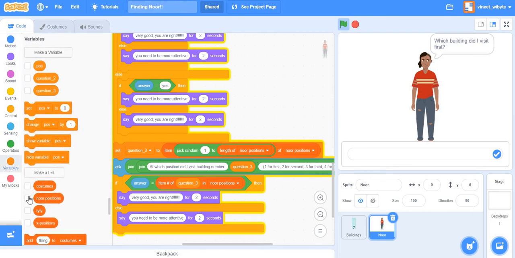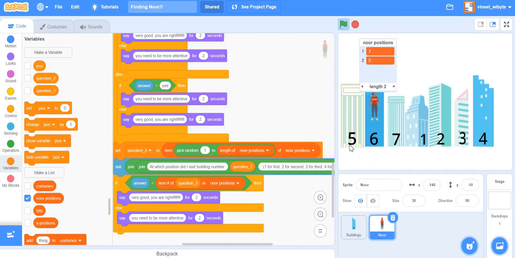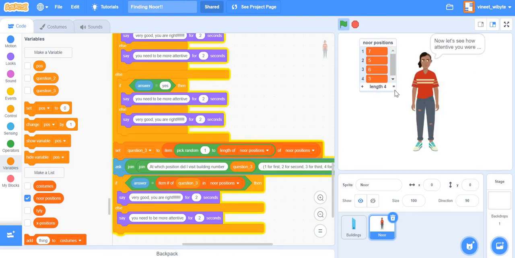It will become clearer. So here Noor positions contains, let's say we just do this again. So Noor goes to 7, 5, 6, and 3. Now Noor positions contains 7, 5, 6, and 3. So the first building that Noor went to was 7, and that is indeed item 1 of Noor positions. Remember, item is always inside this, the orange part of it, right? Now if Noor wants to know at which position did I go to, say, building number 5, then it has to look at the item number, because the first building Noor went to was 7, that was item number 1, then item number of 5, then item number of 6, and item number of 3, right?